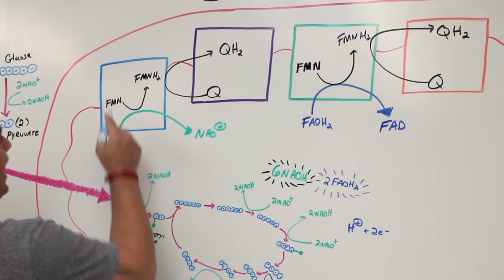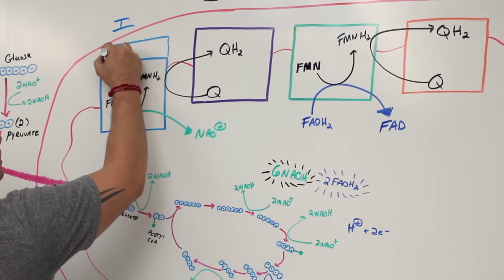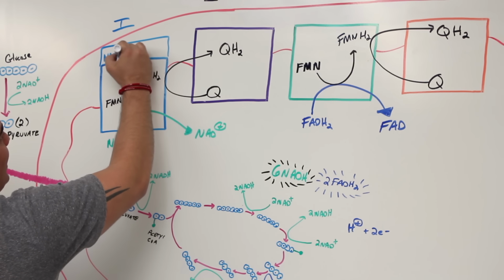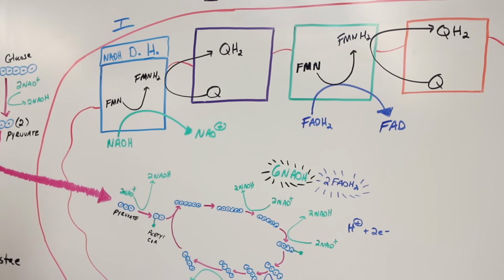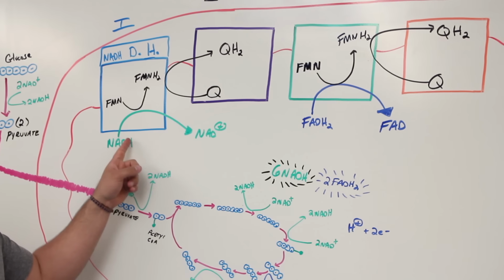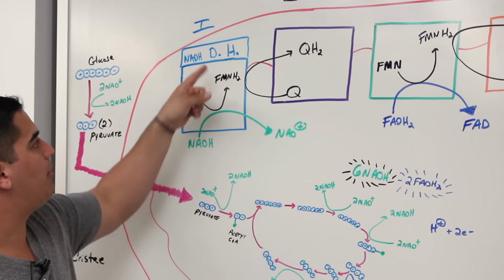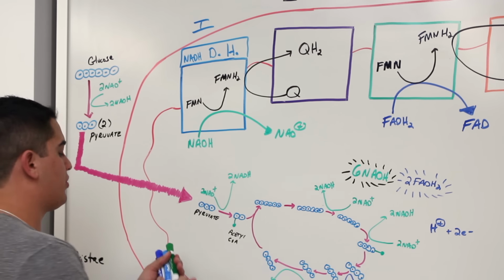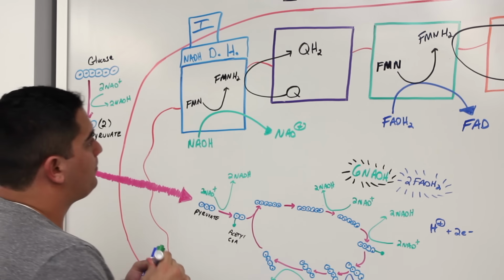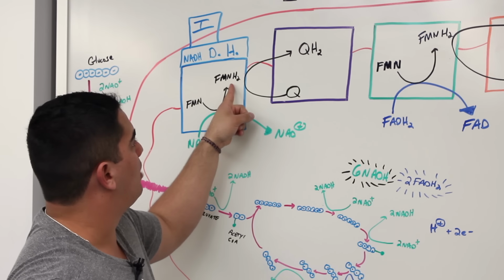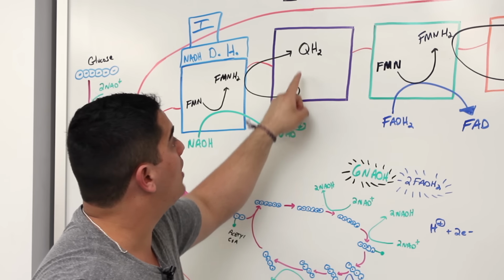It has two names. I can either call this complex 1, or I can call this NADH dehydrogenase. Because what did I tell you guys? Anytime you have NADH being dealt with, what do you know is going to be there? A dehydrogenase enzyme. So there's going to be an NADH dehydrogenase, or you can also call this one complex 1. Then, where did these electrons go from complex 1, or the NADH dehydrogenase? They get passed on to coenzyme Q, and then coenzyme Q gets reduced.